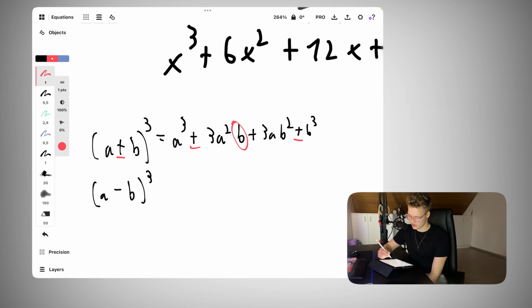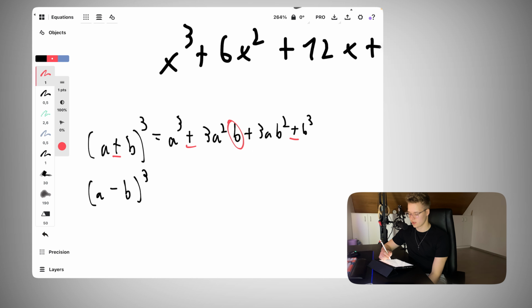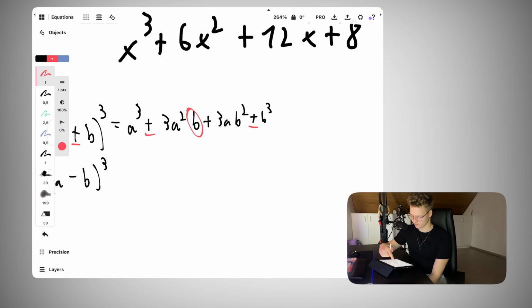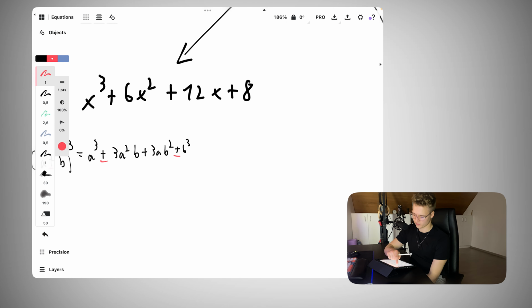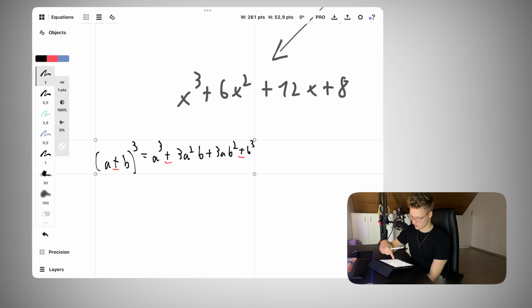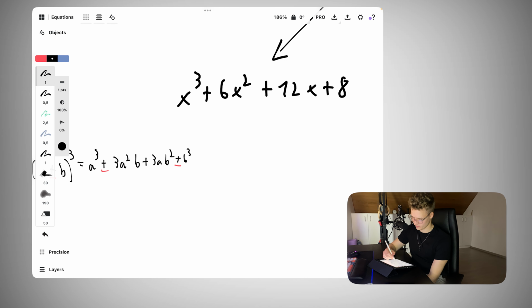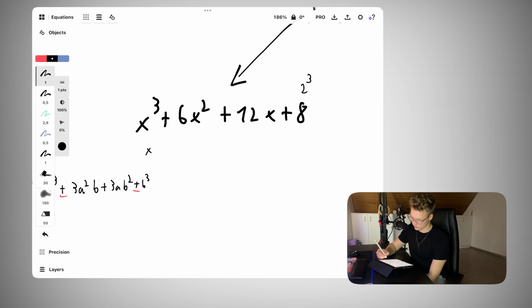Because here b is to the odd power, so the negative sign doesn't get cancelled out by the even power. Okay, that's basically the whole thing that you need to know. So if we use this formula here, we have our a is x, and our b is 2.